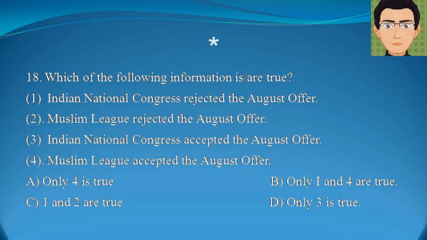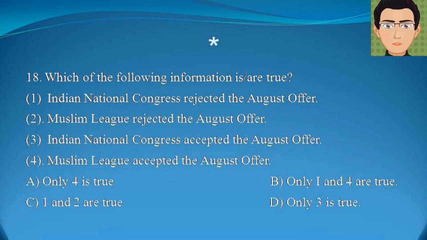1. Indian National Congress rejected the August offer. 2. Muslim League rejected the August offer. 3. Indian National Congress accepted the August offer. 4. Muslim League accepted the August offer. Option A, only 4 is true. Option B, only 1 and 4 are true. Option C, 1 and 2 are true. Option D, only 3 is true. Answer is C, 1 and 2 are true.